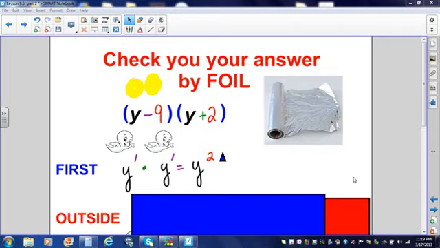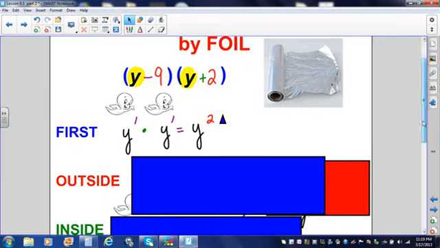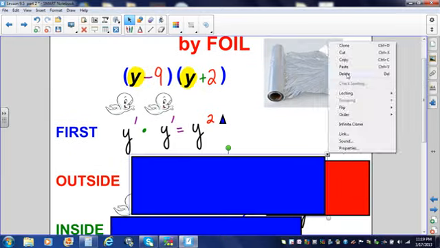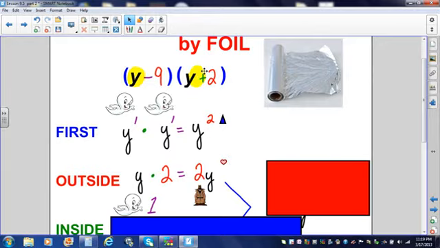Remember, on the EOC and on the district quiz and on your homework, whenever you have factoring, you can check your answer by foiling. So first thing we're going to do is the first term times the first term. Y times y gives us y squared. Now I'm going to do the outside term, y times 2.